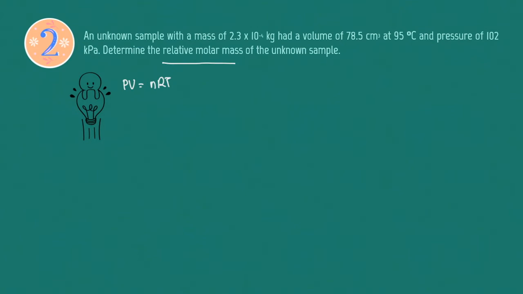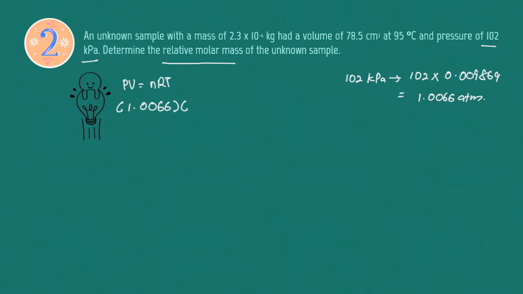What is the information given to you in this question? The first thing you need to look at is the pressure, which is given in kilopascal: 102 kilopascal. You need to convert it to ATM. It's equivalent to 102 times 0.009869. You should get 1.0066 ATM. You can put this value over here, 1.0066 ATM.